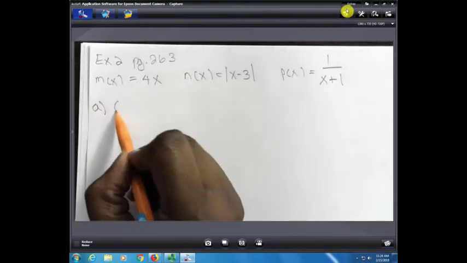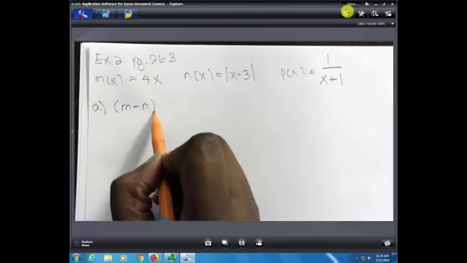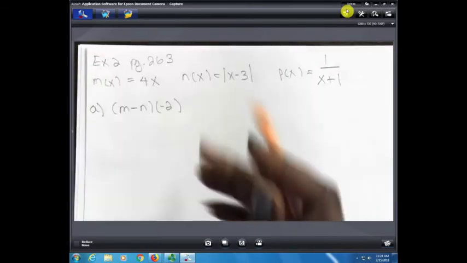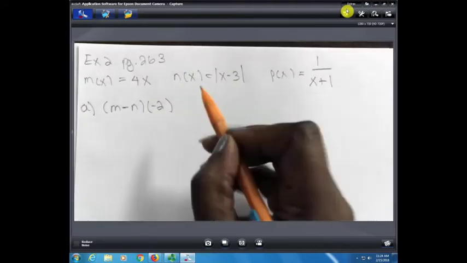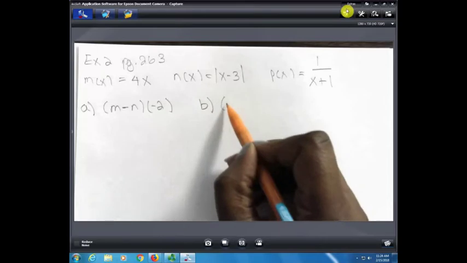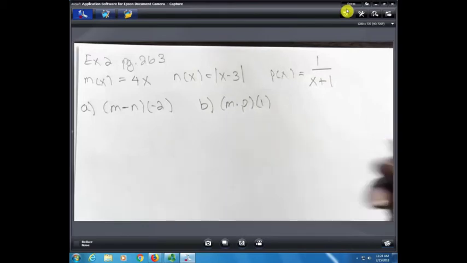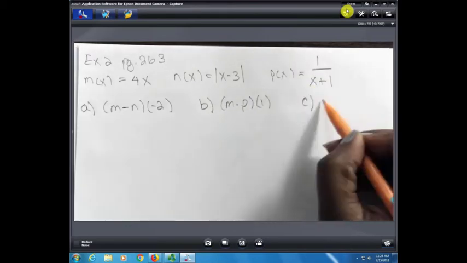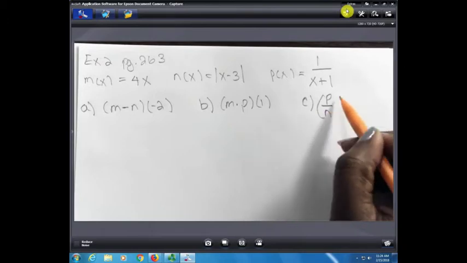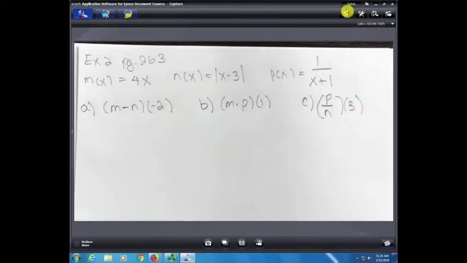So A, m minus n, and let's evaluate that at negative 2. B, m times p, evaluated at 1, and C, p divided by n, evaluated at 3. So our first example was the addition. These are other operations: subtraction, multiplying, and dividing.